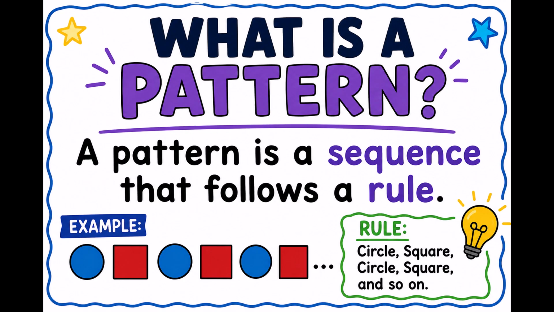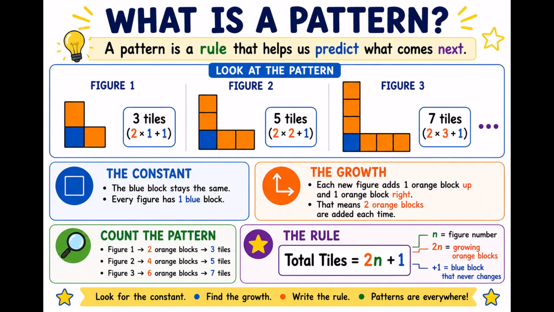What is a pattern? A pattern is a sequence that follows a rule. For instance, the rule is circle, square, circle, square. And we can almost guess that the next one is a circle. So a pattern is a rule that helps us predict what comes next.